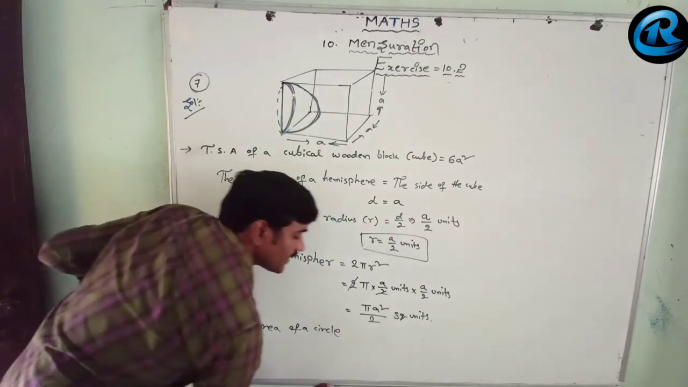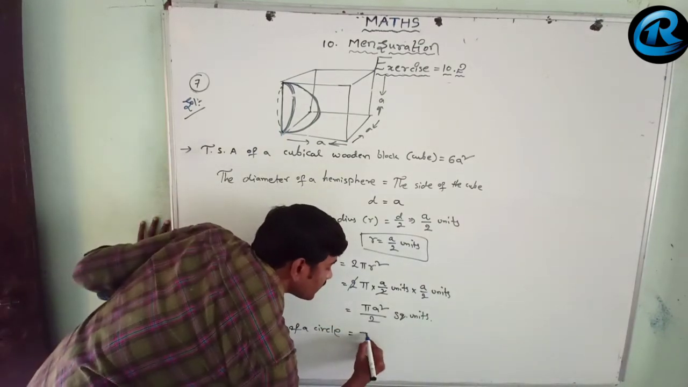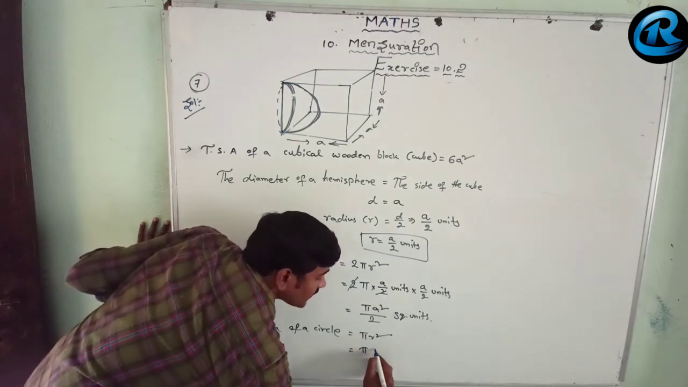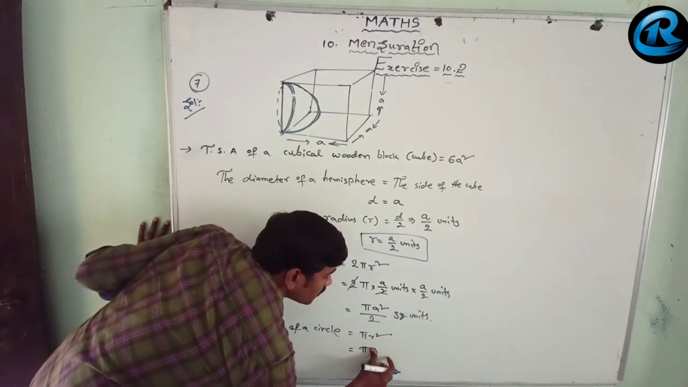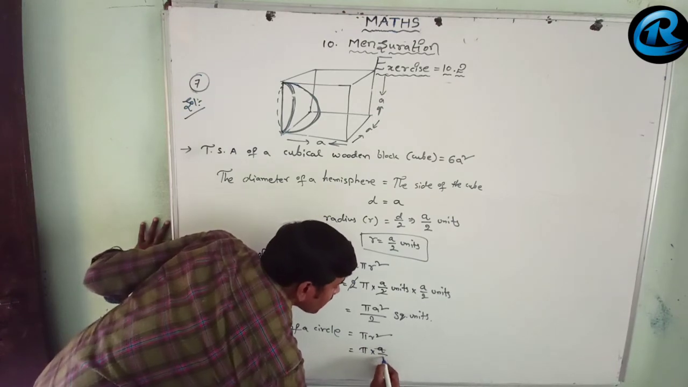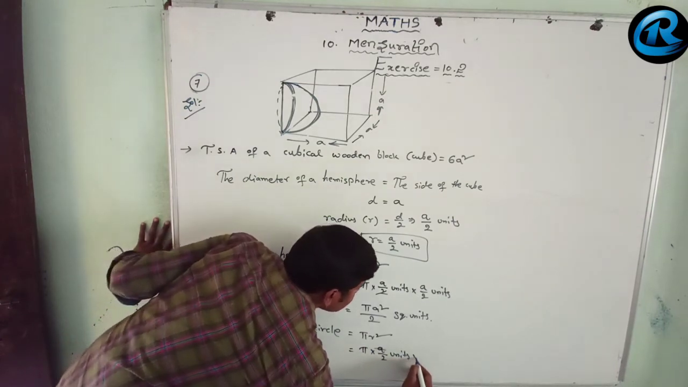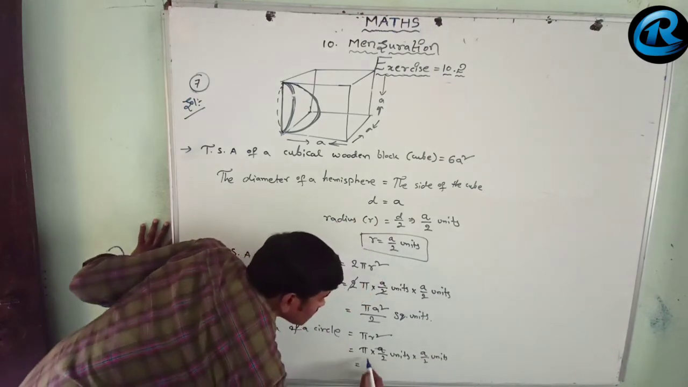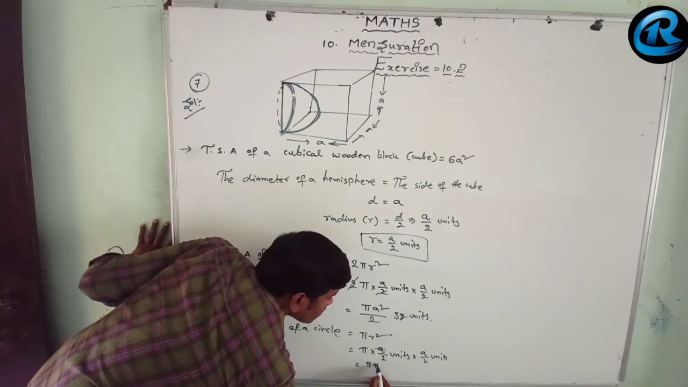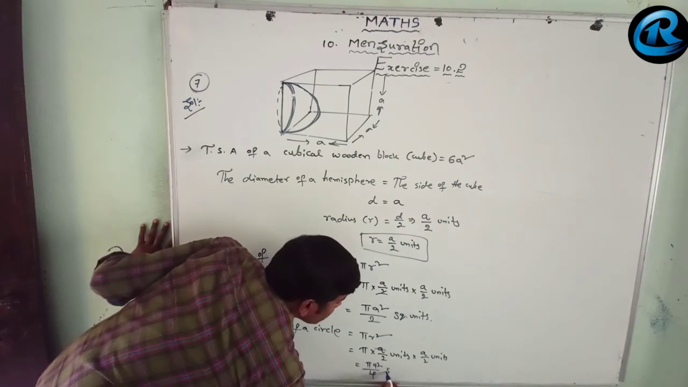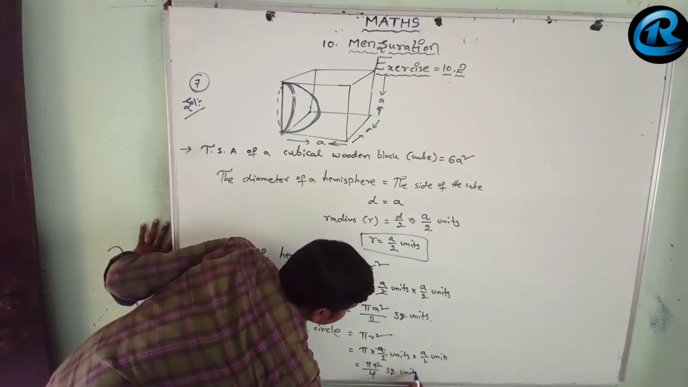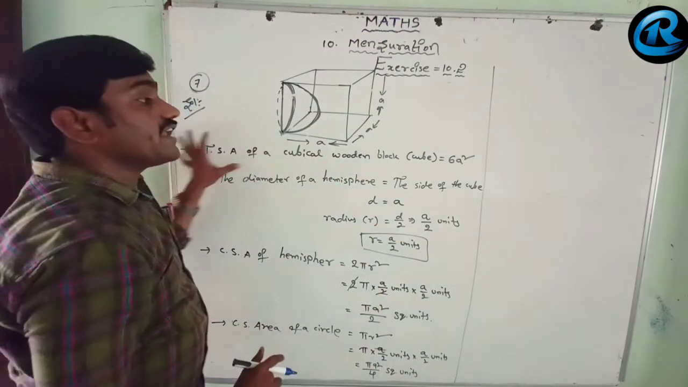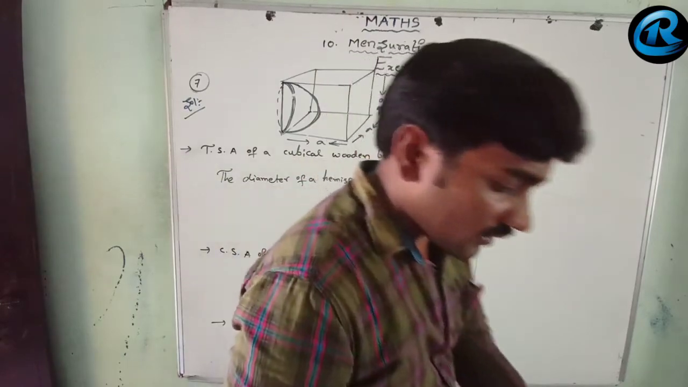The area of a circle is pi r square, that is the formula. What is pi r square? Here it is pi into a by 2 units into a by 2 units, that is pi a square by 2 into 2, which is 4, square units. So now we can find the area of the remaining solid, which is what we have to find out.